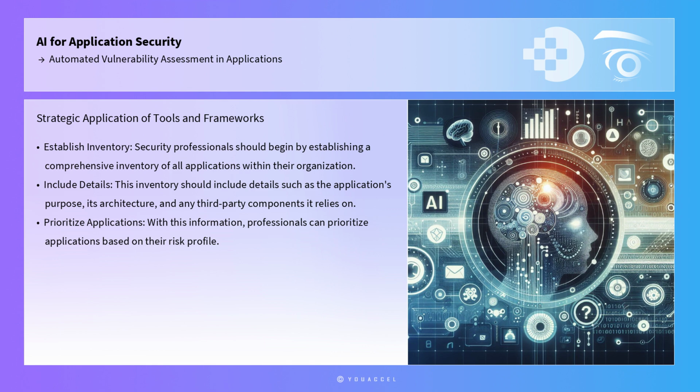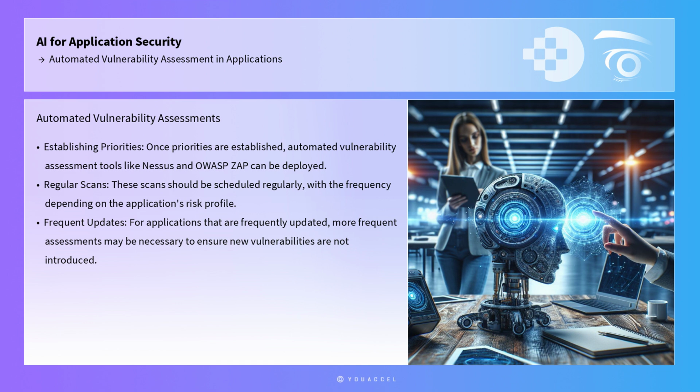to the organization's operations. Once priorities are established, automated vulnerability assessment tools like Nessus and OWASP-ZAP can be deployed to conduct initial scans. These scans should be scheduled regularly, with the frequency depending on the application's risk profile and the organization's overall security strategy. For applications that are frequently updated or modified, more frequent assessments may be necessary to ensure new vulnerabilities are not introduced.